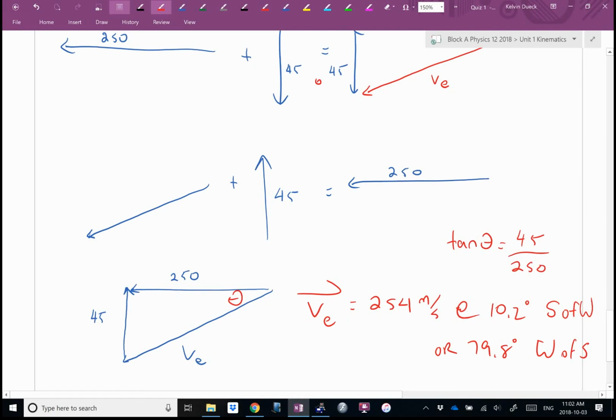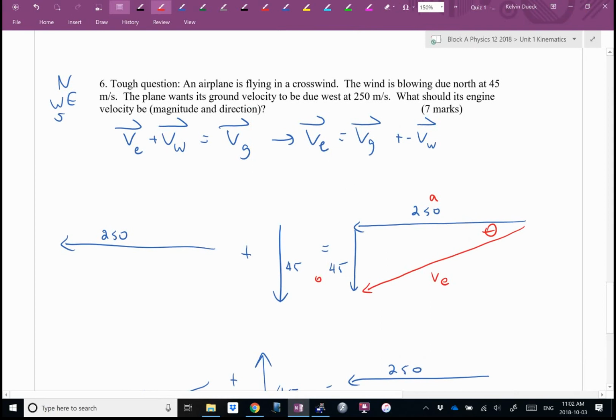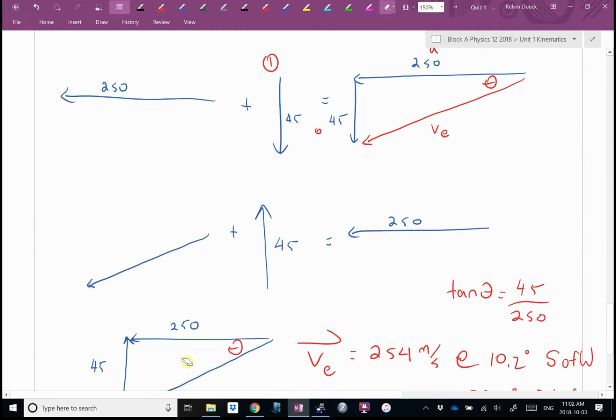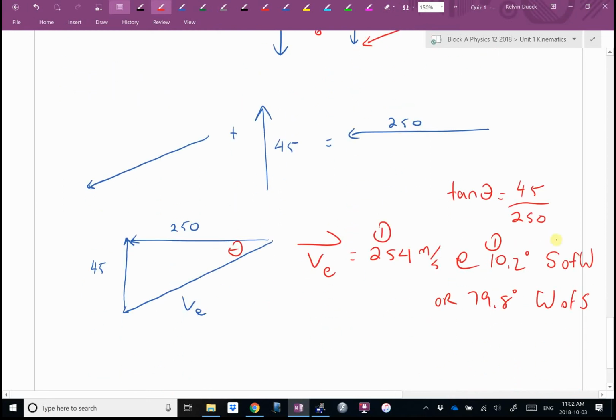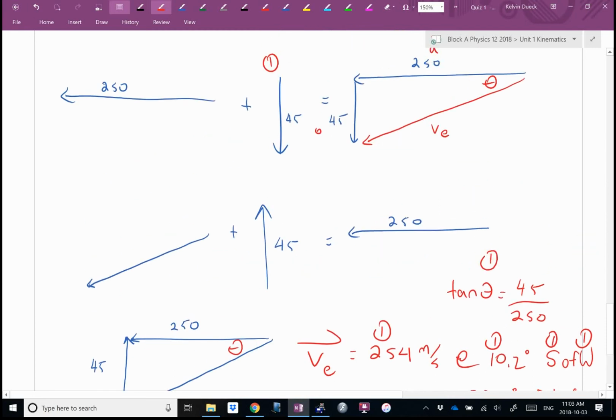If you got that, 7 out of 7. If not, here's how I would give you part marks. I would give you 1 whole mark if I saw you'd bothered writing that. I would give you 1 mark if I saw a vector diagram, either that one or that one. I would give you 1 mark for that magnitude, that's 3. I would give you 1 mark for the theta, that's 4. I would give you 1 mark for the south, that's 5. I would give you 1 mark for that, that's 6. And I would give you 1 mark if I saw tangent somewhere, that's 7.